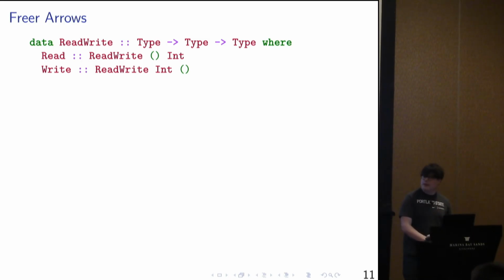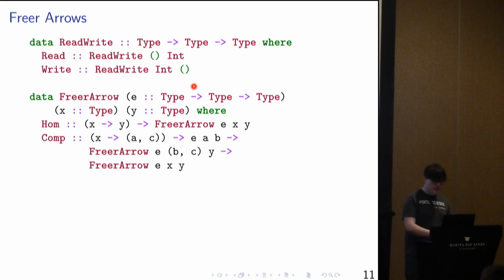So, let's take a look at another version of this read-write effect. This time, there are two type parameters, one representing the input type and one the output type. And our read event now takes in a unit and outputs an int, and our write takes in an int and outputs a unit. We can use it in our freer arrow data structure, whose implementation I have here. And you don't need to understand this all at once. I'm going to explain the parts that are relevant.